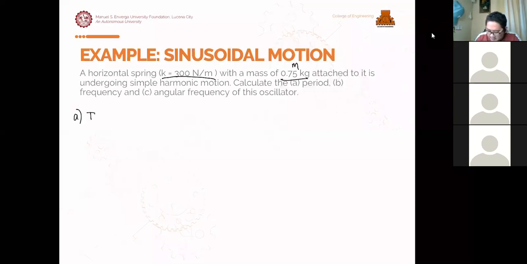May given tayong M at K. Ang formula natin ng period is 2 pi square root of M over K. Substitute 2 pi. So 0.75. Ilan po makukuha natin? Period natin is ilan?